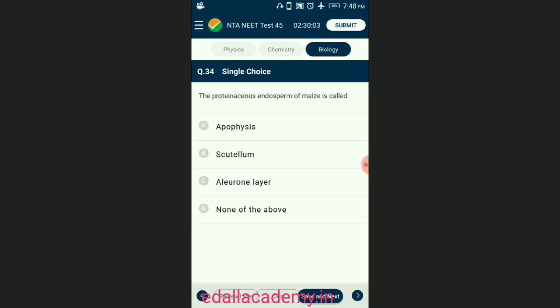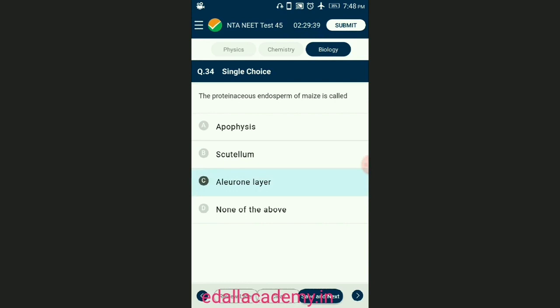Question number 34. The proteinaceous endosperm of maize is called. In maize endosperm, the outermost layer of endosperm cells becomes specialized and rich in proteins. These enzymatic proteins cause breakdown of stored food in the endosperm during germination and transfer it to the embryo. So the answer for this question is option C, aleurone layer.